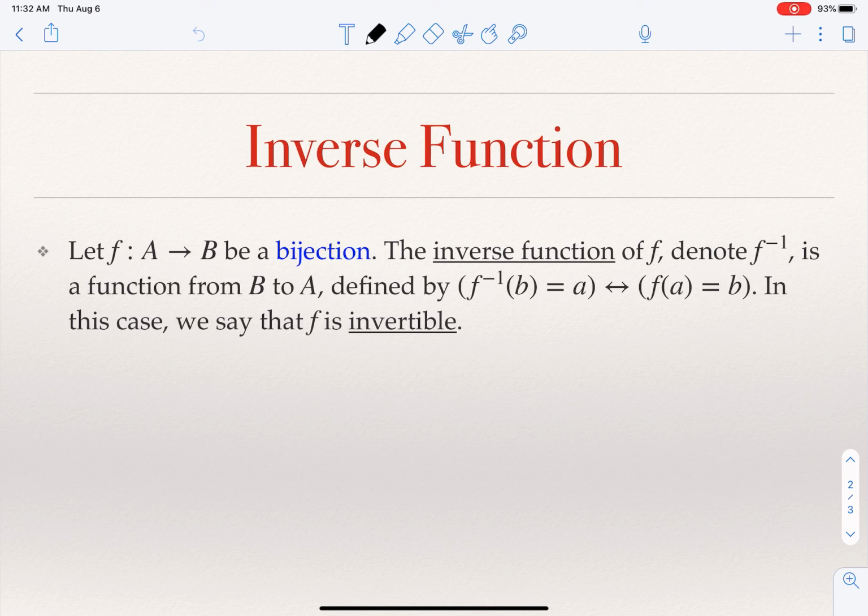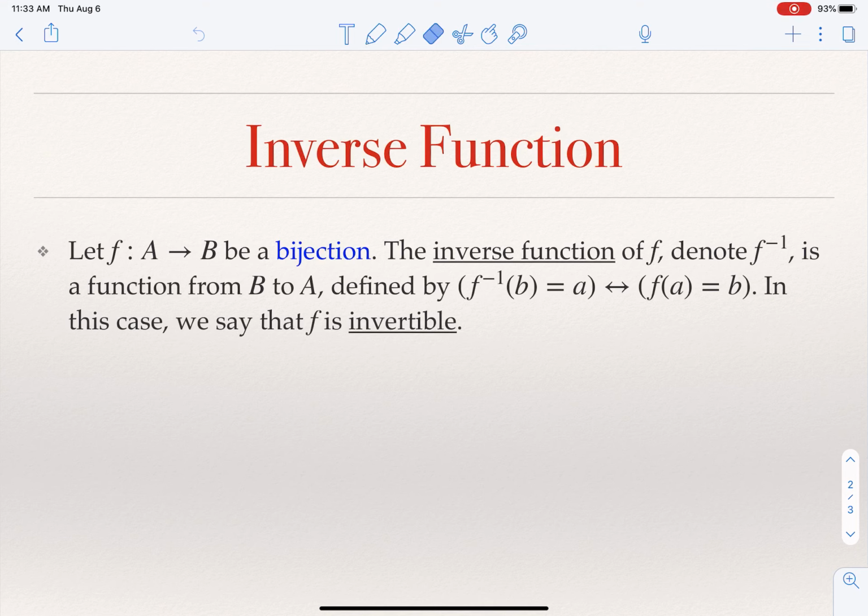So suppose we have a function from A to B that is a bijection. So it's one-to-one and onto. Then the inverse of the function, which we denote by f to the negative 1, is a function now from B to A, right? We inverted it from B to A, defined by f to the negative 1 of b to be a if f of a equals b.